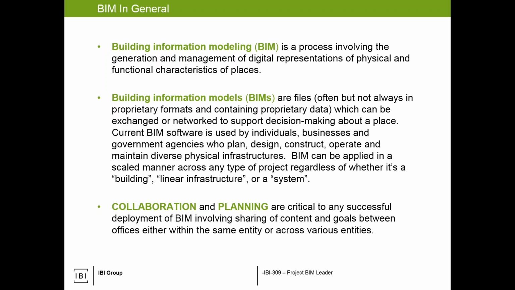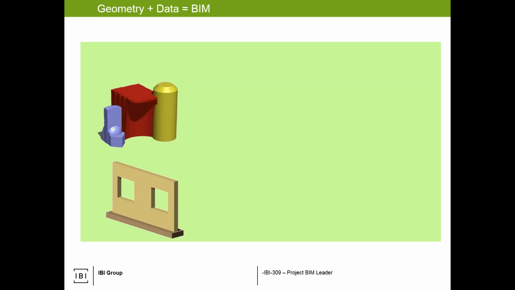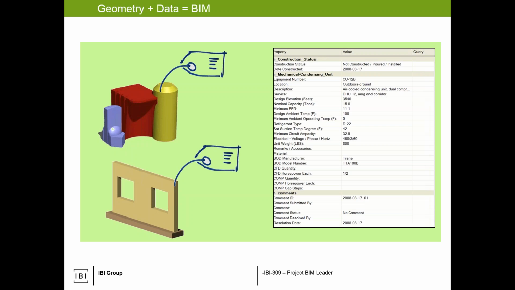Collaboration and planning are critical, the most critical aspects. Last session we talked about collaboration. This session is really about the planning. And the planning really can be boiled down to: what am I BIMing and why am I BIMing it? You've got to answer those questions when you're doing BIM. BIM is geometry plus information, and the extent of how much geometry you model and how much data is included in that model are scalable to meet the needs of the project's BIM goals and the scope of the purpose of why we're doing BIM.